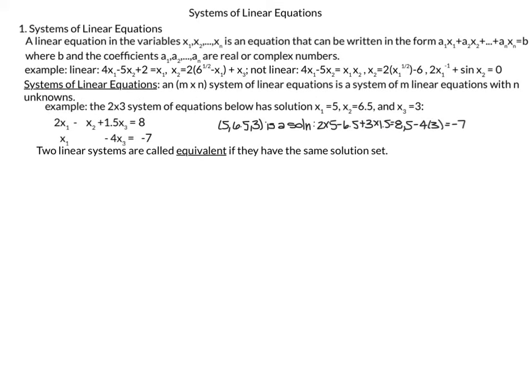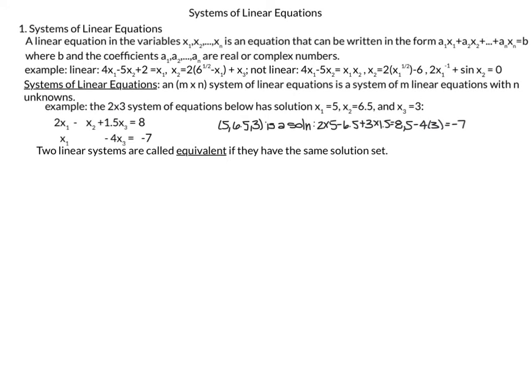Next, we can talk about systems of linear equations, which you have probably solved since middle school. But anyway, an m by n system of linear equations is a system of m linear equations with n unknowns. So here we have a 2 by 3 system of linear equations. The two linear equations, so here's our first equation, here's our second, with three unknowns, x1, x2, x3. x1 here, x2 is multiplied by 0, and x3. So two equations, three unknowns, 2 by 3.